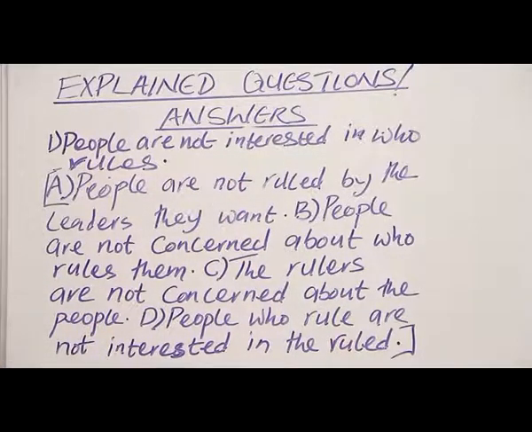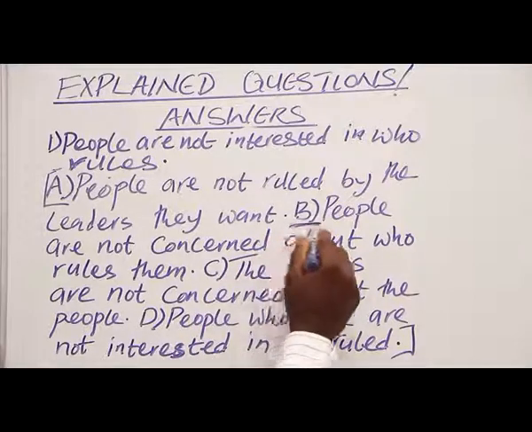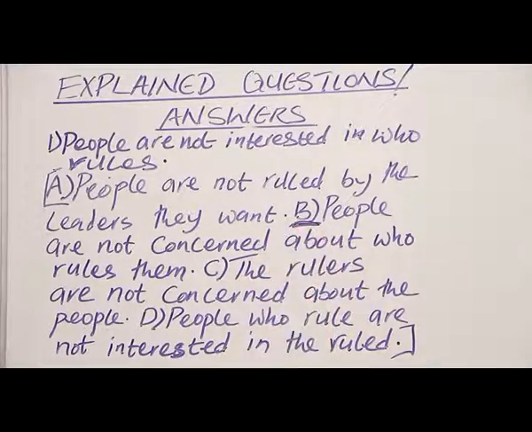Now let's come to B. People are not concerned about who rules them. That is what the sentence is saying, that they are not interested in who rules. So they are not concerned about who is going to be the ruler. So we take option B as our answer. This question is on meaning derivation.